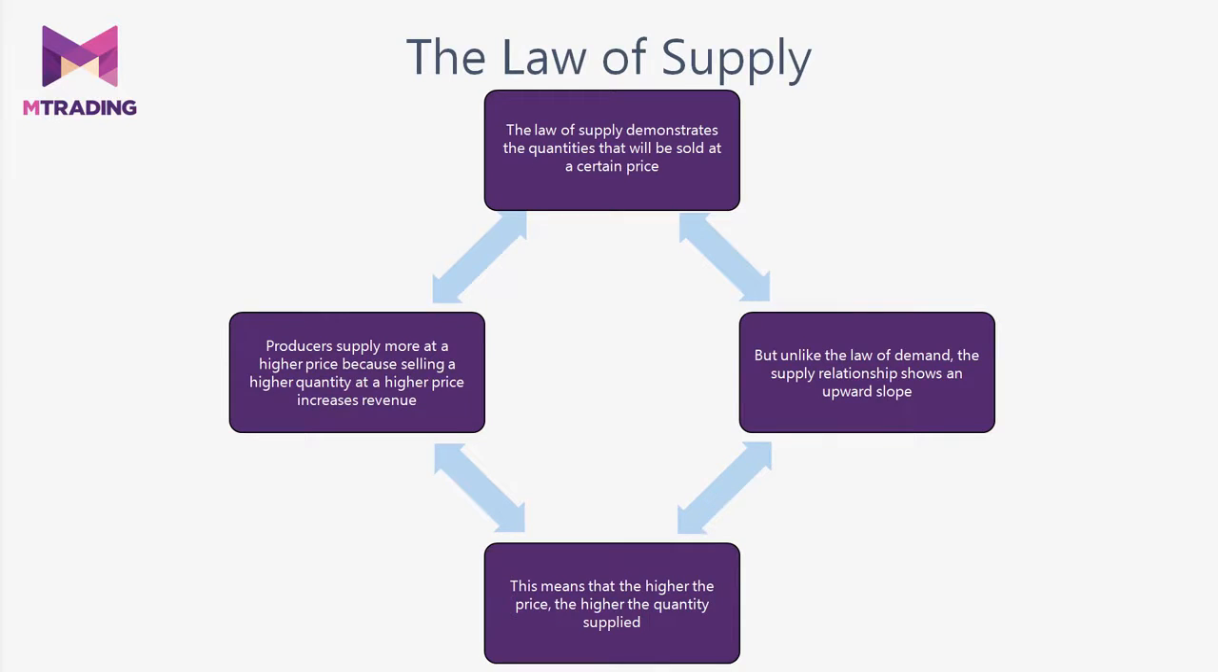Moving on to the law of supply. The law of supply demonstrates the quantities that will be sold at a certain price. But unlike the law of demand, the supply relationship shows an upward slope. This means that the higher the price, the higher the quantity supplied. Producers supply more at the higher price because selling a higher quantity at the higher price increases revenue.